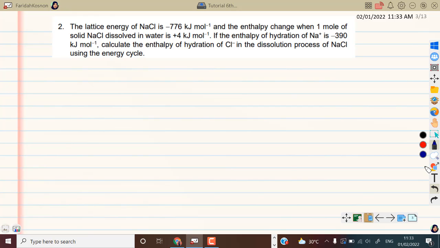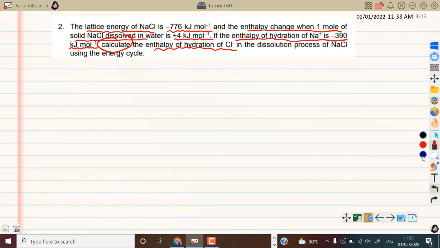Next, we continue with question number 2. You have the lattice energy of sodium chloride, which is negative 776 kilojoules per mole. And the enthalpy change when 1 mole of solid sodium chloride is dissolved in water is positive 4 kilojoules per mole. If the enthalpy of hydration of sodium ion is negative 390 kilojoules per mole, calculate the enthalpy of hydration of chloride in the dissolution process of sodium chloride.